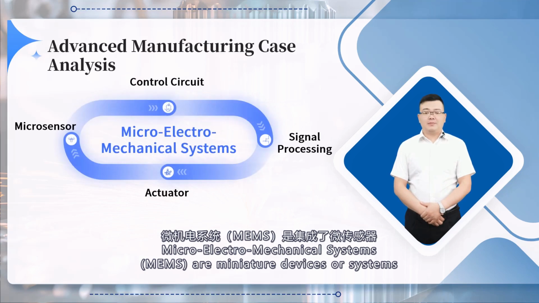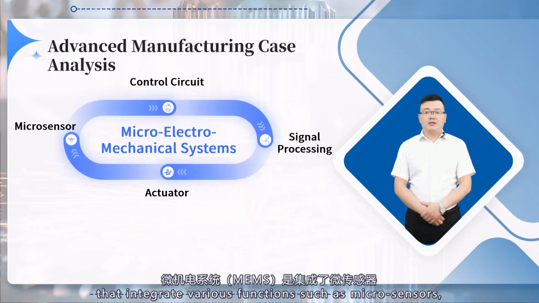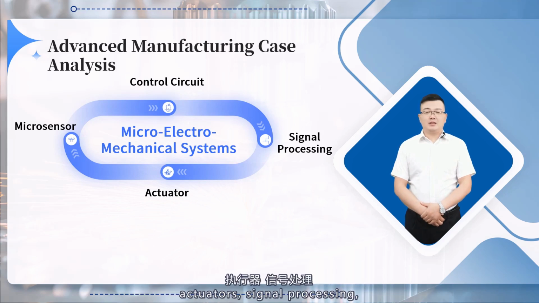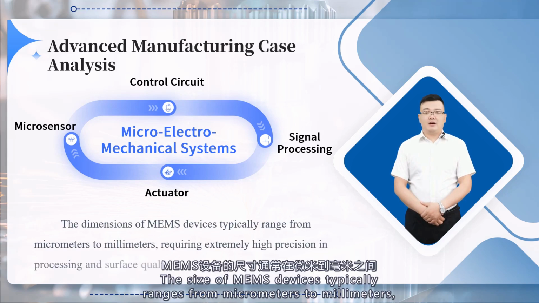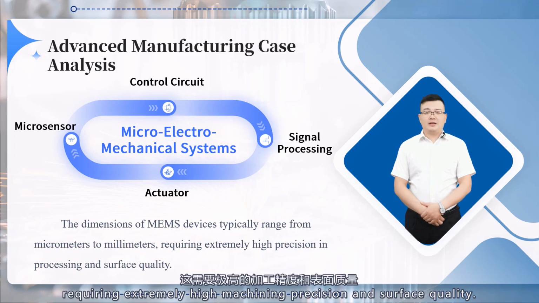Micro-electro-mechanical systems, MEMS, are miniature devices or systems that integrate various functions, such as microsensors, actuators, signal processing, and control circuits. The size of MEMS devices typically ranges from micrometers to millimeters, requiring extremely high machining precision and surface quality.